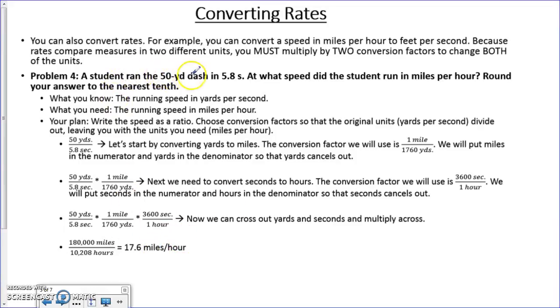A student ran the 50-yard dash in 5.8 seconds. At what speed did the student run in miles per hour?